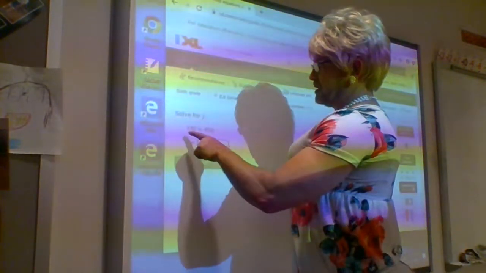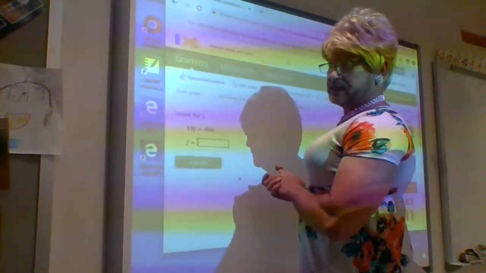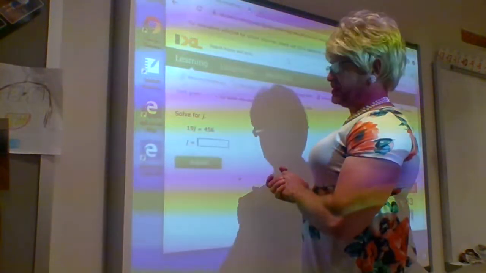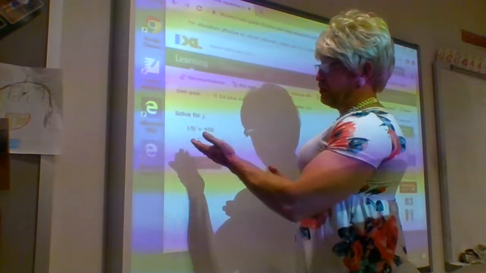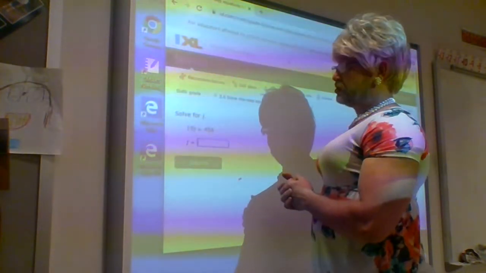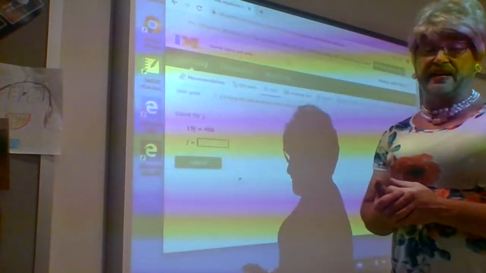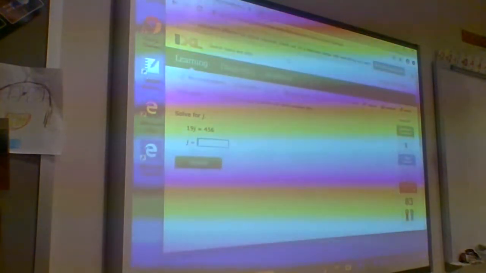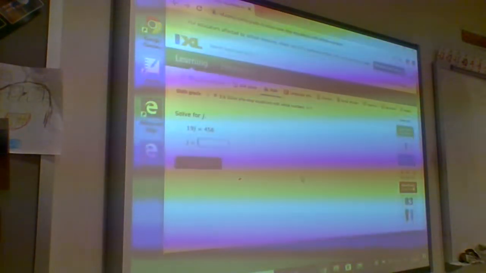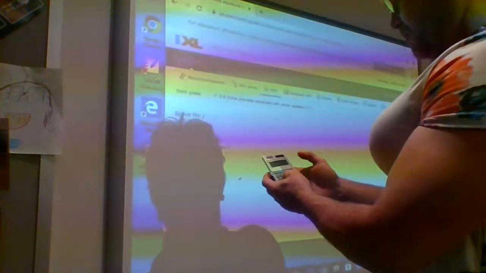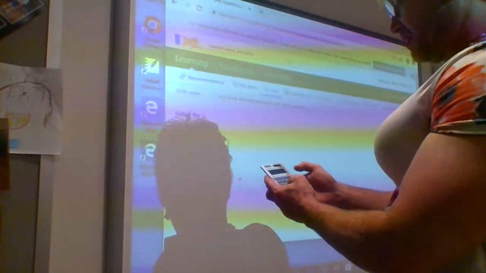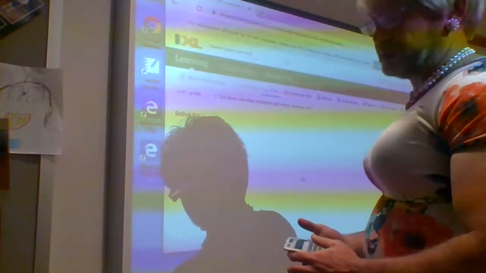Okay, so it's telling me 19J, which means 19 times something is 456. The opposite of showing multiplication will be division. So I'm going to take 456 divided by 19. And when I punch in 456, hit divided by 19 equals 24.